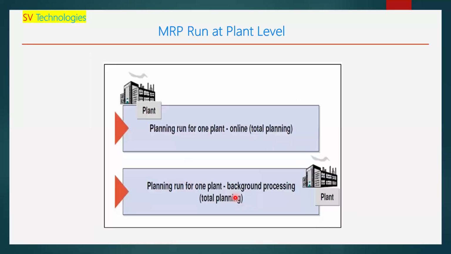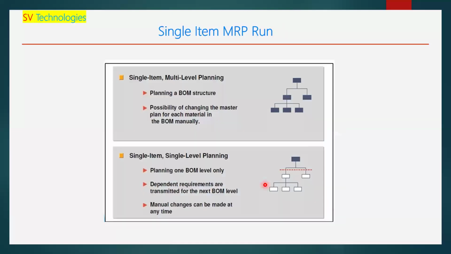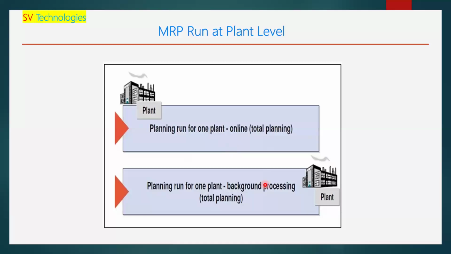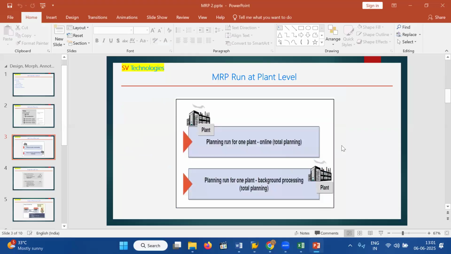I'll explain in more detail. Total planning MRP is online or as a background job. This I'll show you in the system. Online means it will take a lot of time to complete the MRP. That is the reason that in real time we will not run total planning online; we will run it in the background. These two processes I will explain.